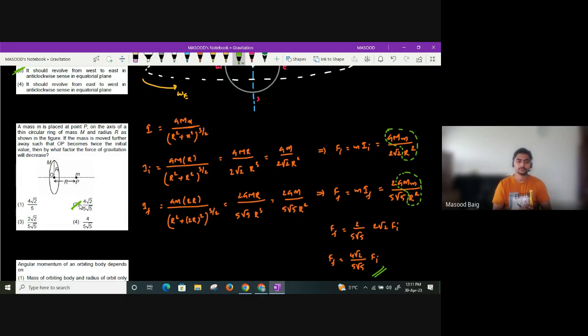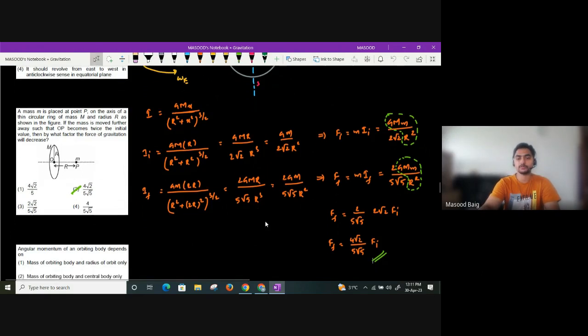Understood, all of you? Final force will become this much. They are saying by what factor the force of gravitation will decrease. Means it should be 5 root 5 divided by 4 root 2, no? Then, if that is the case. Okay, I cannot say it is decreasing. I will simply say it is going to get converted to 4 root 2 divided by 5 root 5 times the initial force, guys. Clear, all of you? It is going to become 4 root 2 divided by 5 root 5 times.